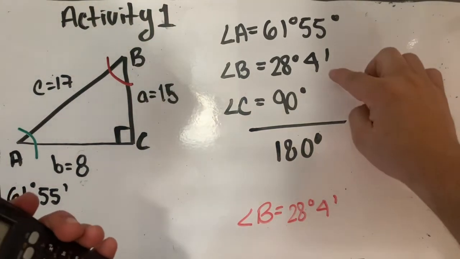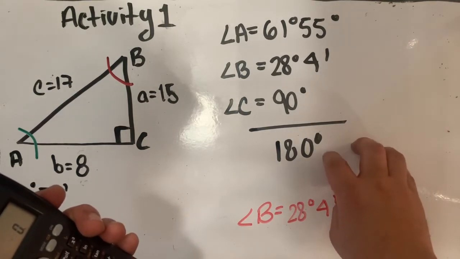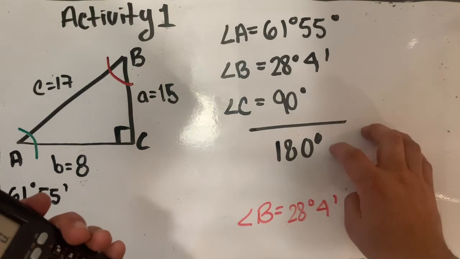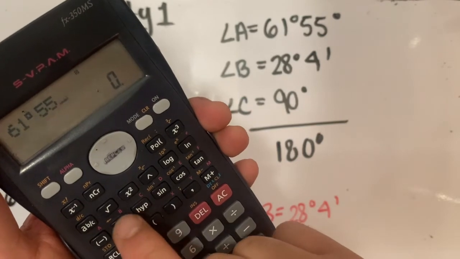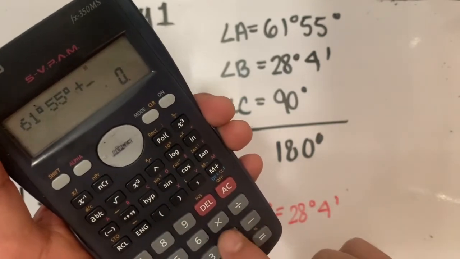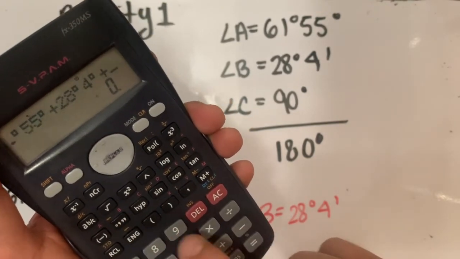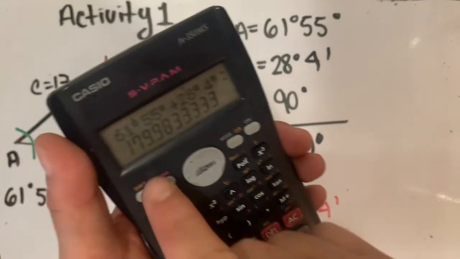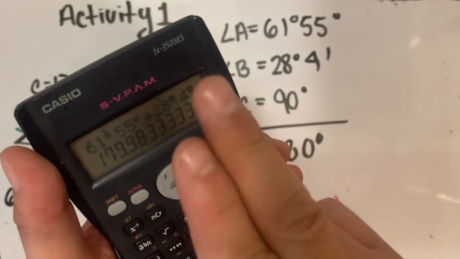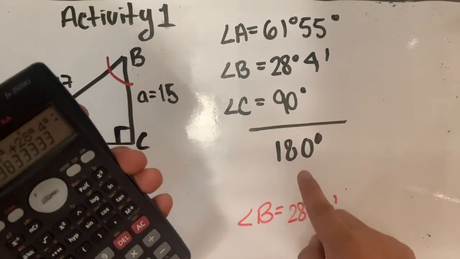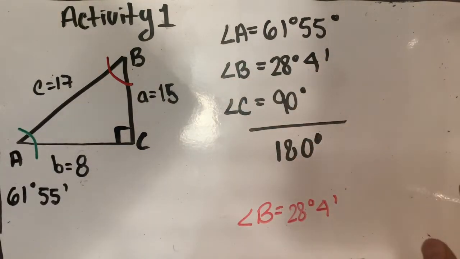Remember that I told you that because we are using minutes in here, probably the answer is going to be very, very close to 180, but not exactly. If I round up these numbers, it has to be exactly 180, okay? So I'm going to press 61 degrees with 55 minutes plus 28 degrees with 4 minutes plus 90 degrees, and it is equal to 179.98. Okay, I just have 2 decimals of difference with the 180. Why? Because I use minutes right here and I didn't round it up. So this activity is already done.